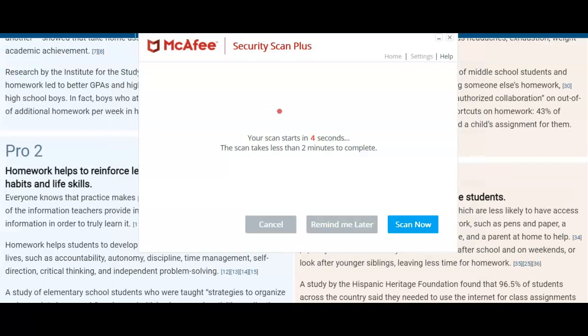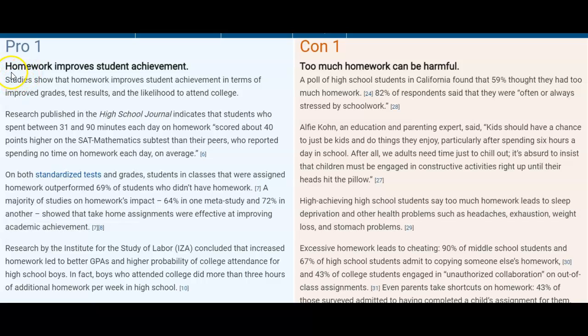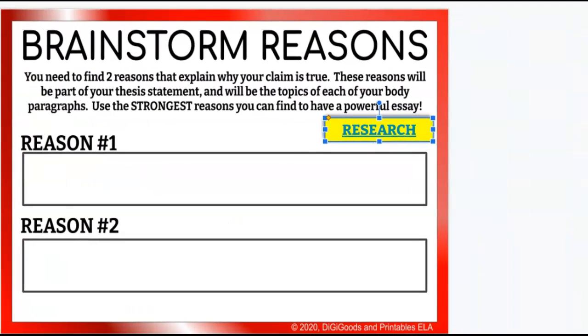For example, if I were going to use pro number 1, instead of saying homework improves student achievement, I might say students who do homework get better grades. This is called paraphrasing. So click back over to your slide and let me just fix this.